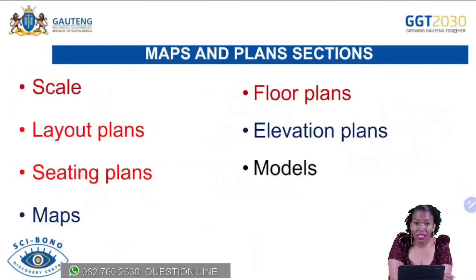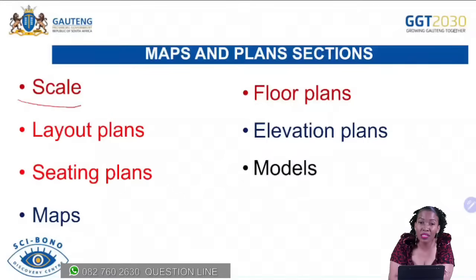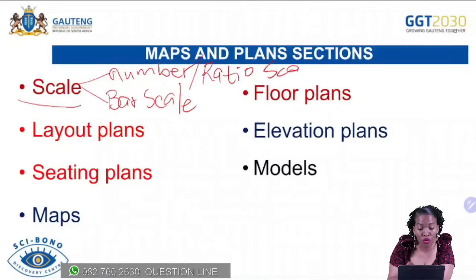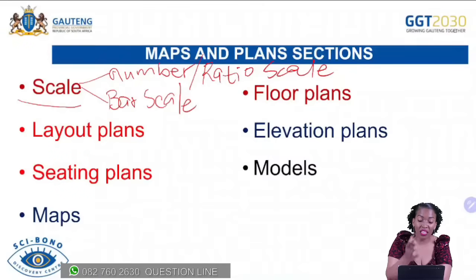The topics that you must prepare for over this weekend as you are preparing for the maps and plans, it is your scale. Remember, with scale in Mathslit, we have 2 types of scale. Namely, it is your number scale, and then you also have a bar scale. The other name for a number scale, it is also called a ratio scale.